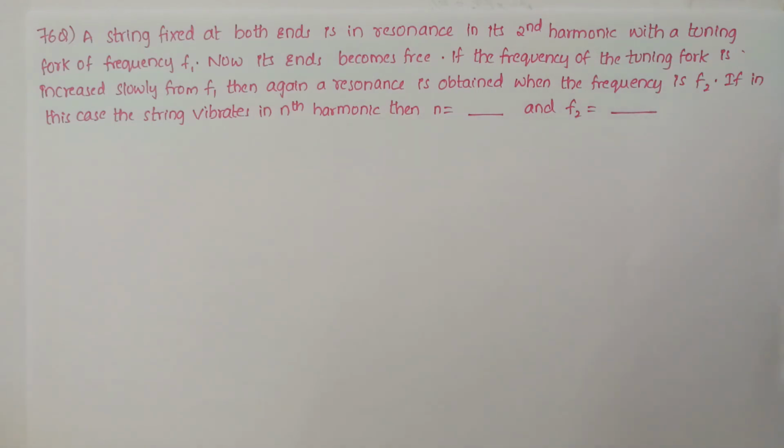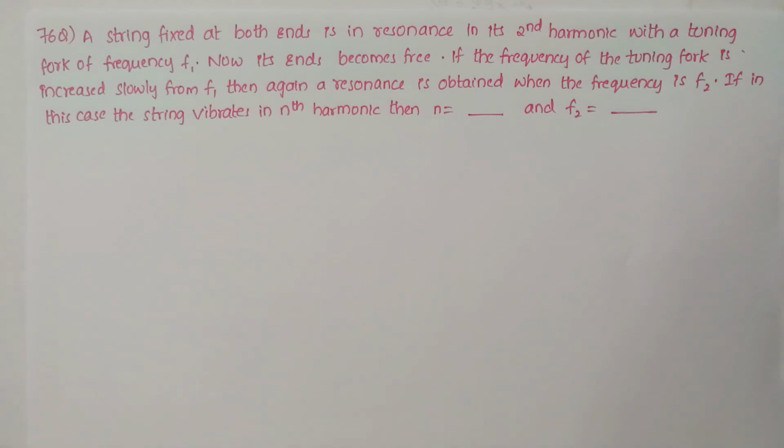f1. Now its ends become free. If the frequency of the fork is increased slowly from f1, then again resonance is obtained when the frequency is f2. If in this case the string vibrates in nth harmonic, find the value of n and f2.